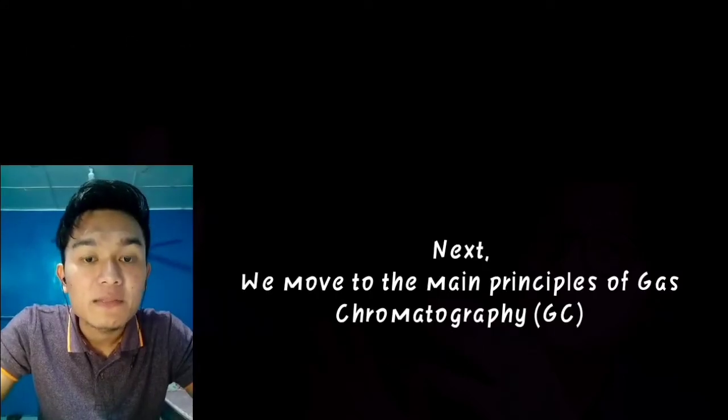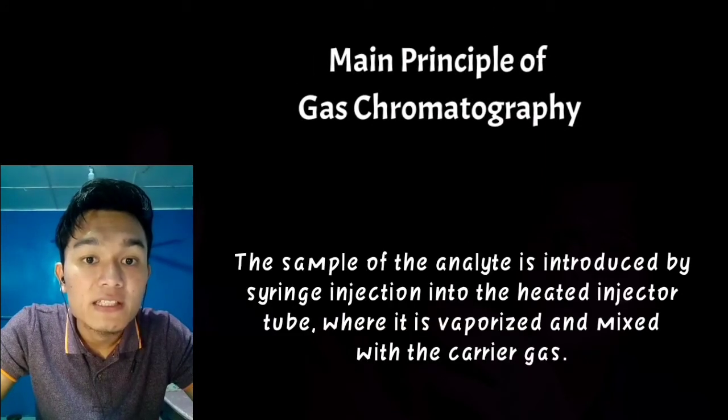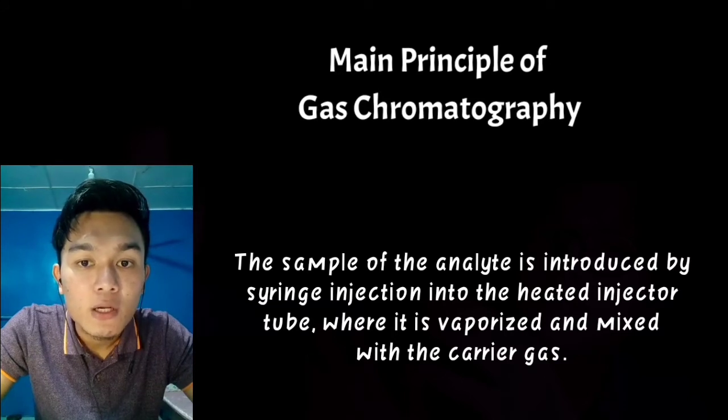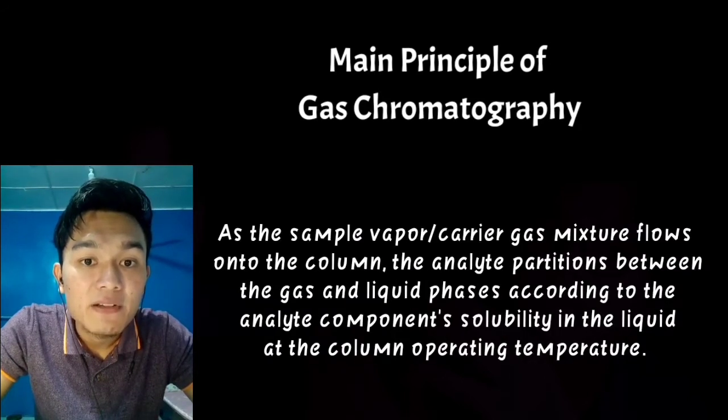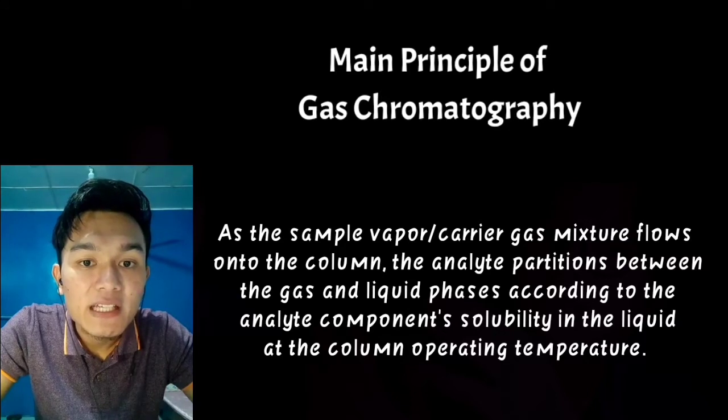Next, we move to the main principle of gas chromatography. The sample of analyte is introduced by syringe injection into the heated injection tube, where it is vaporized and mixed with the carrier gas. As the sample vapor and carrier gas mixture flows onto the column, the analyte partitions between the gas and liquid phases according to the analyte's component solubility in the liquid at the column's operating temperature.